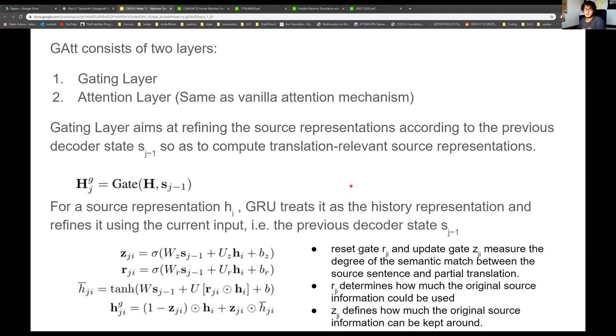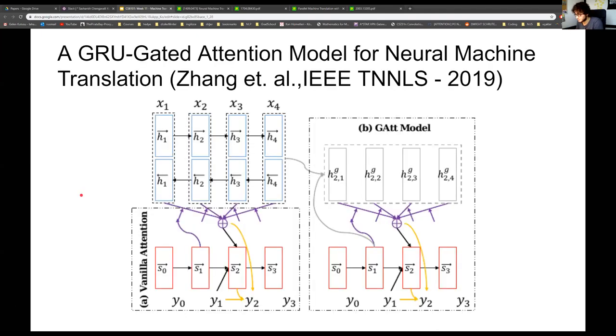So the motivation behind this architecture is that by creating different source representations for each of the target words, they're saying the context representation is now much more discriminative. Thus, the repetitions of the same words in the target translation should be diminished, right?